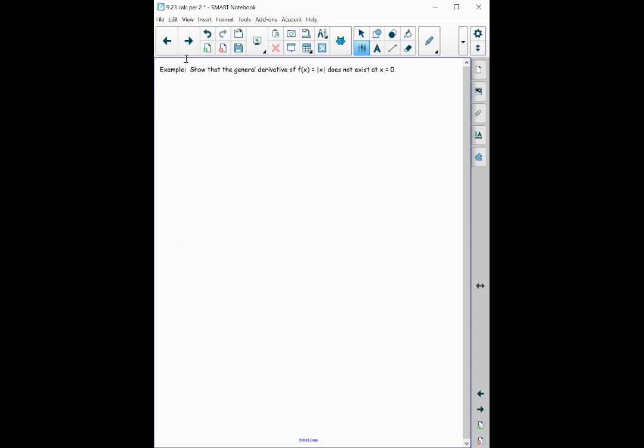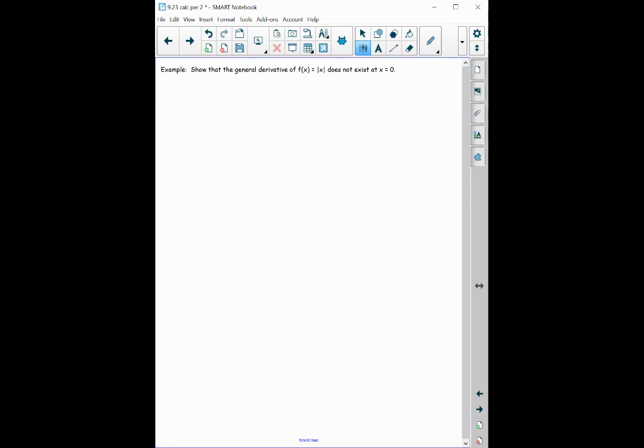So let's look at the first example here of absolute value of x. Okay, so absolute value of x, if I want to show that the general derivative of absolute value of x doesn't exist, what I'm going to have to do is figure out what's the slope approaching 0 from the left and what's the slope approaching 0 from the right.